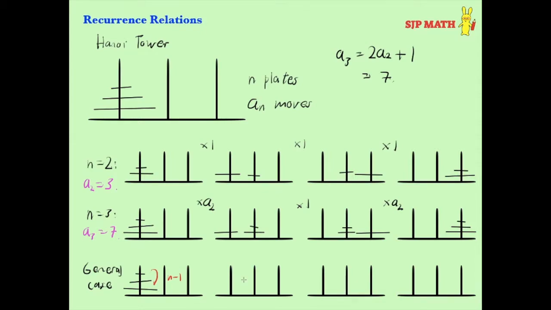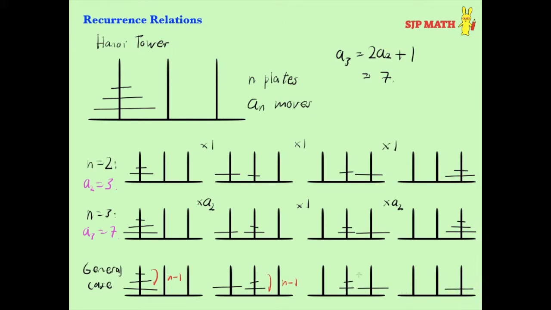In the next stage, similar to what we did here, we want the top n minus 1 plates out of the way onto the middle pole. So like that. The top n minus 1 plates are moved out of the way onto the middle pole. And then we want to move the base plate to the target zone. So like this. And then we want to move these n minus 1 plates back on top of this base plate.